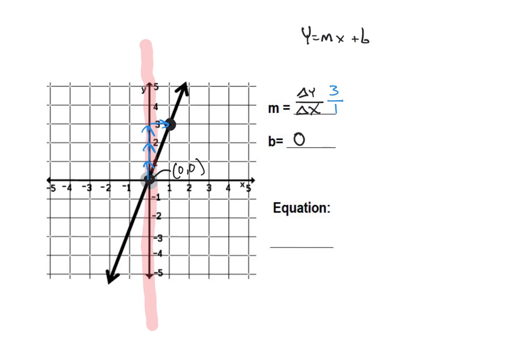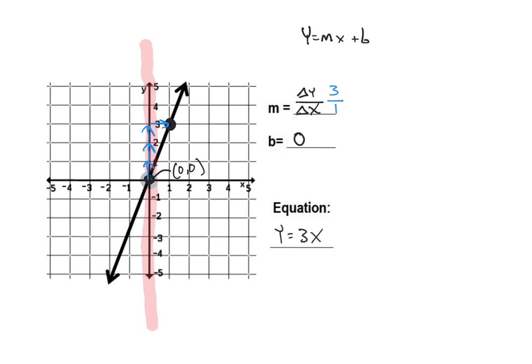And my y-intercept, or my b, is 0. So this equation is just y equals 3x. I could add plus 0 on there if I wanted to, but I don't really need to. Let's just simplify: y equals 3x. So that means for every x value I plug in, my y is 3 times that.